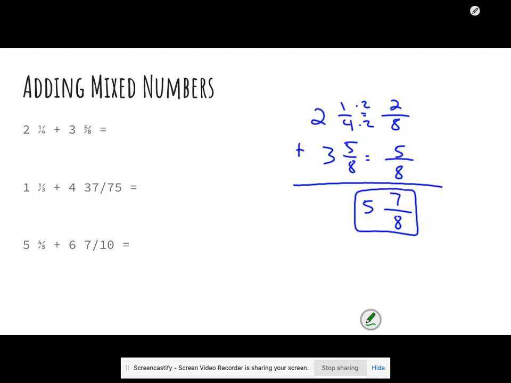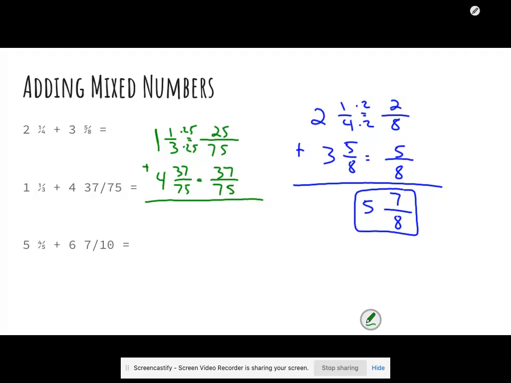Taking a look at my next example, I have 1 1/3 plus 4 37/75. Well, I know 75 is going to be my common denominator because 3 times 25 is 75. So 25 and 37.